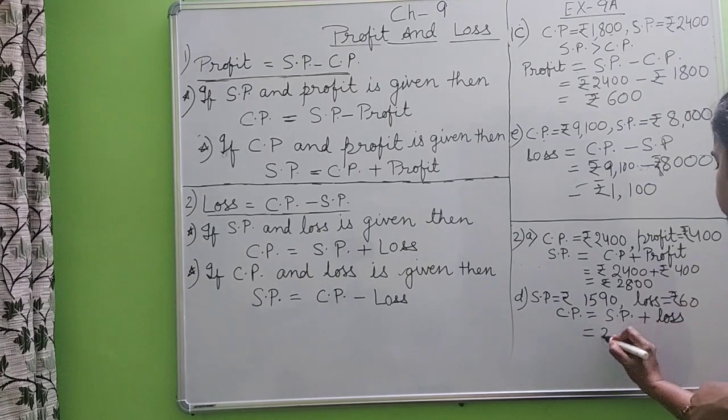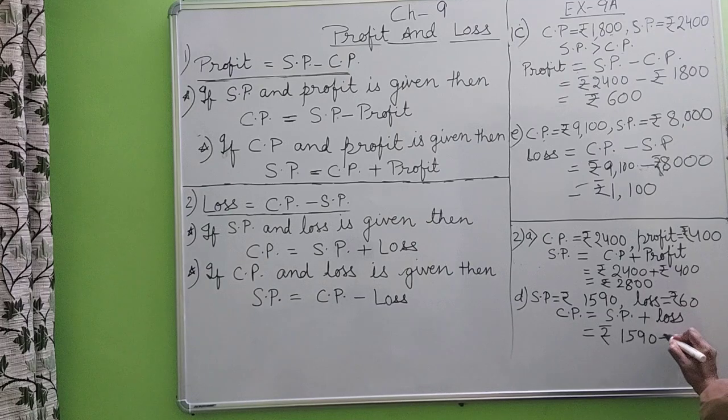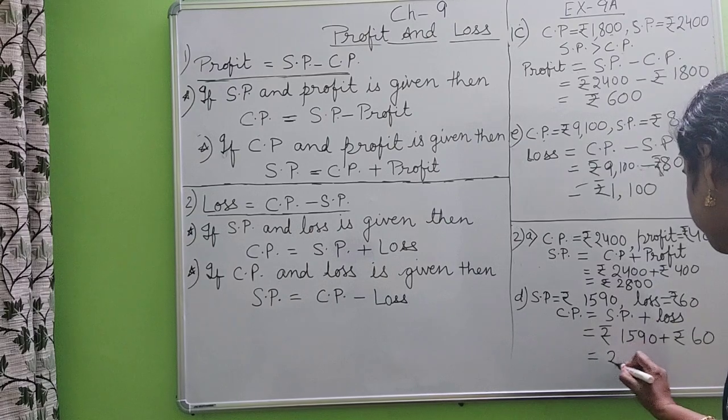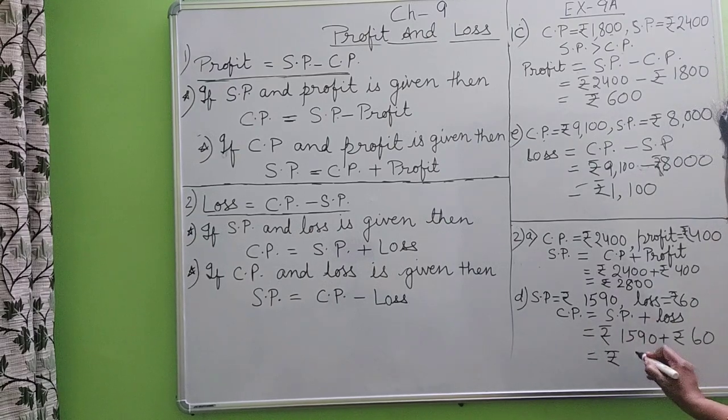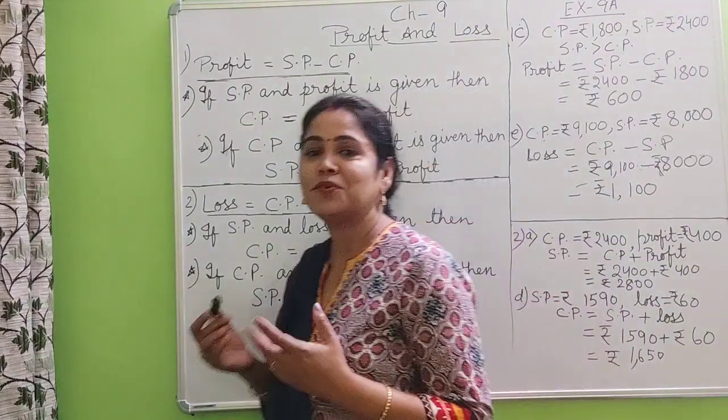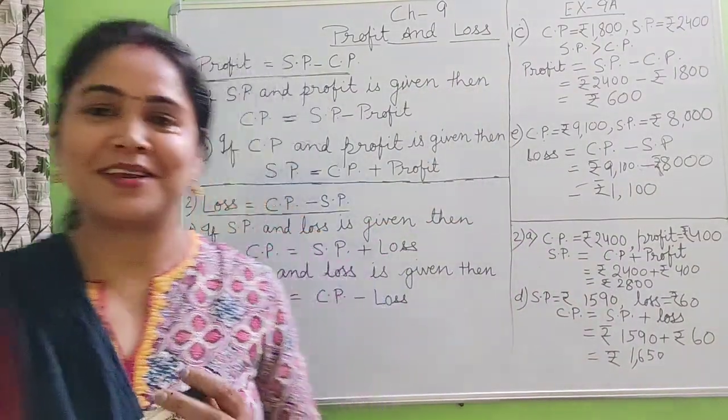That means rupees 1590 plus rupees 60. That is equal to, you just add and tell me, 1650. So you solve more questions and try to clear the concept.